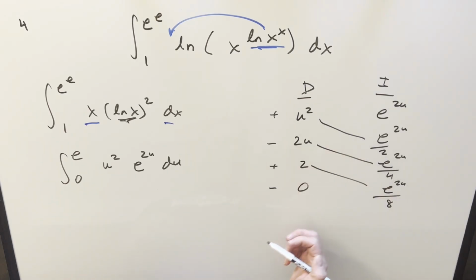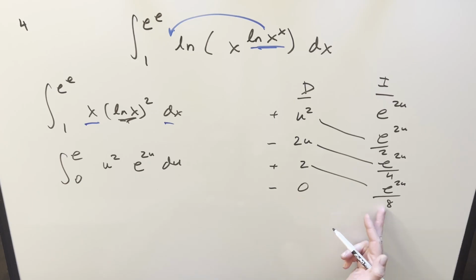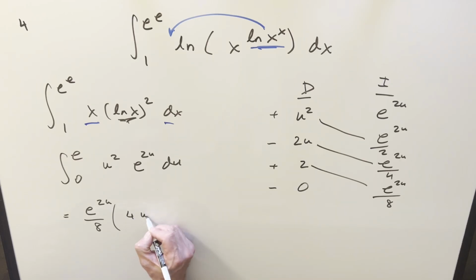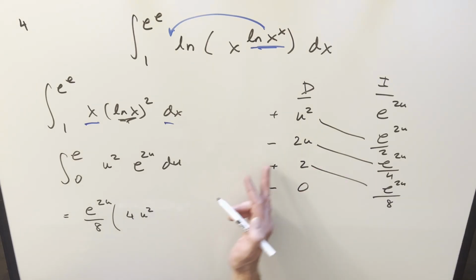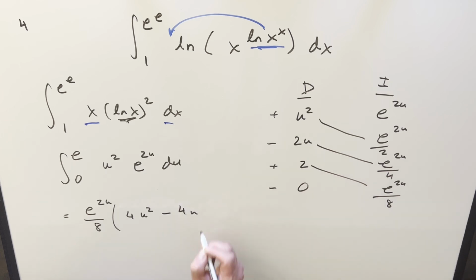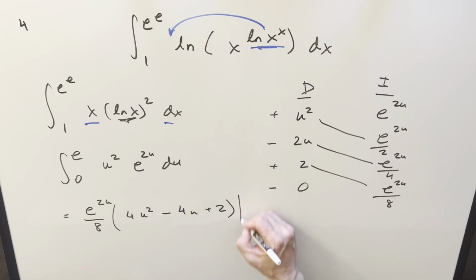The last row is 0, so we're not worried about that. Let's factor out, you know what's troubling, I think it's going to be ugly when I plug this in. So I'm going to factor out e to the 2u over 8. And then what we're left with is 4u squared, just taking the diagonals with the alternating sign. So we got minus, then minus 4u here, and then just a plus 2. And we need to evaluate from 0 to e.